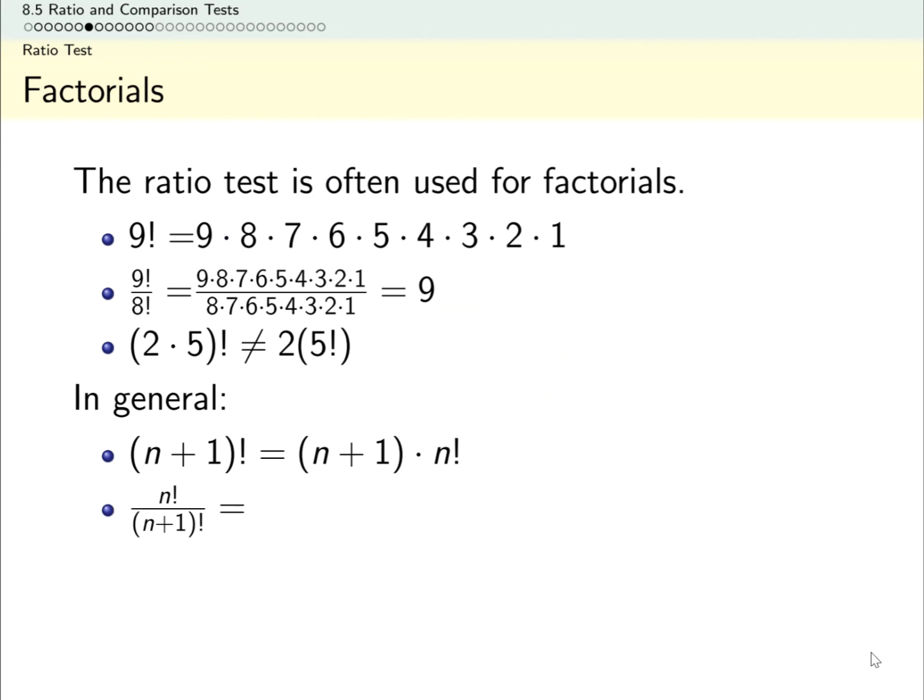Similarly, I can simplify this because my denominator is n plus 1 times all the numbers less than n plus 1, which is n and then everything less than n. So this ratio simplifies to 1 over n plus 1. Again, this is why factorials and the ratio test tend to go together.